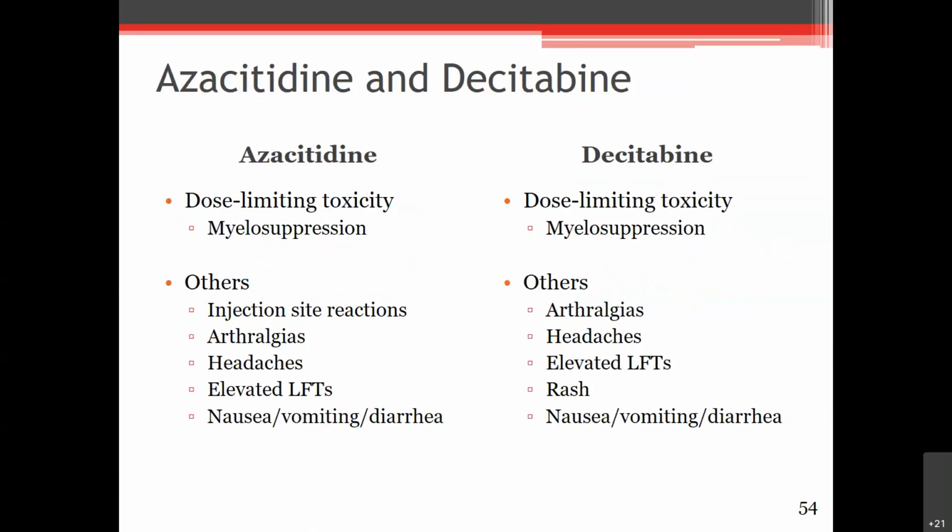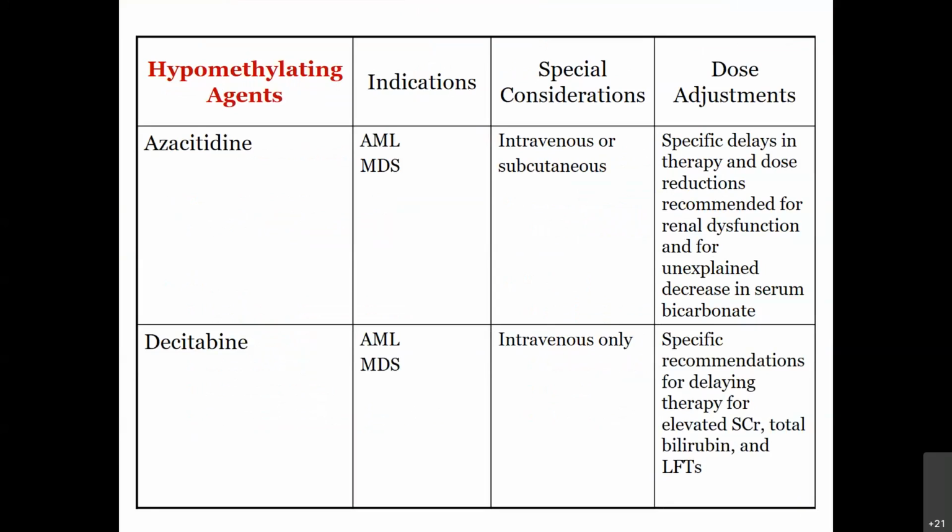The side effect profiles of these two medications are very similar. You'll see that with azacitidine, we can have injection site reactions since this is typically given sub-Q. And then with decitabine, it is slightly more likely that patients could develop a rash. Again, just a summary slide for your reference on some of the dose mods that need to be made based on organ dysfunction.